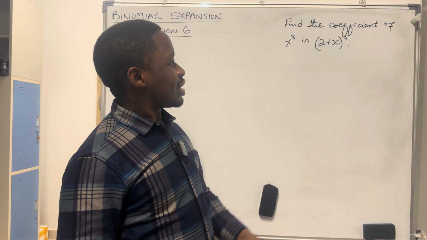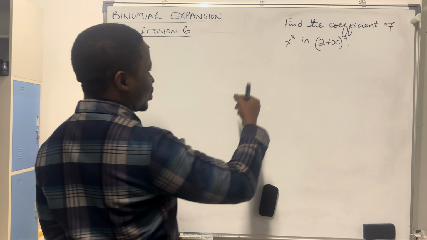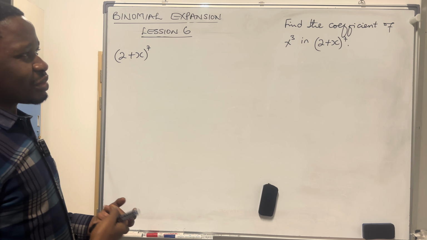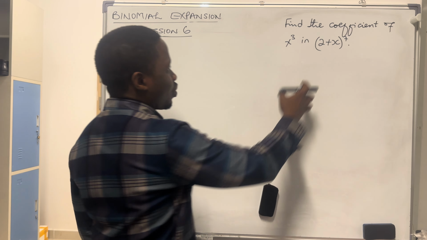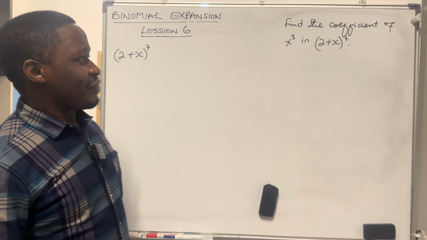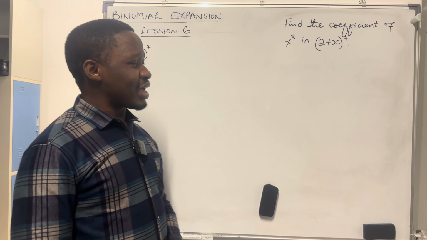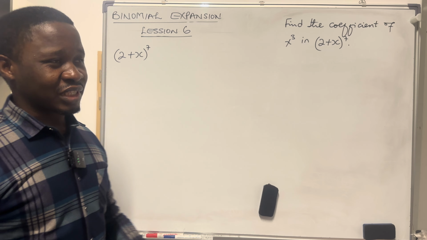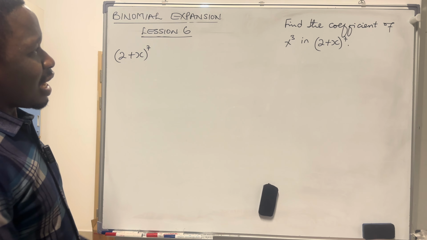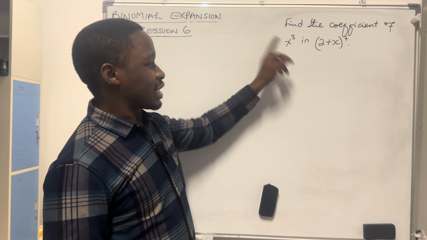If you don't know about a specific term, you'll have to expand fully before you can think of having the term in x cubed. Sometimes the question paper will say, find the coefficient of x cubed, or find the coefficient of the term in x cubed, or find a particular term, whether it is the fourth term, fifth term, eighth term, and so on. So our concern here now is which term can give us x cubed.